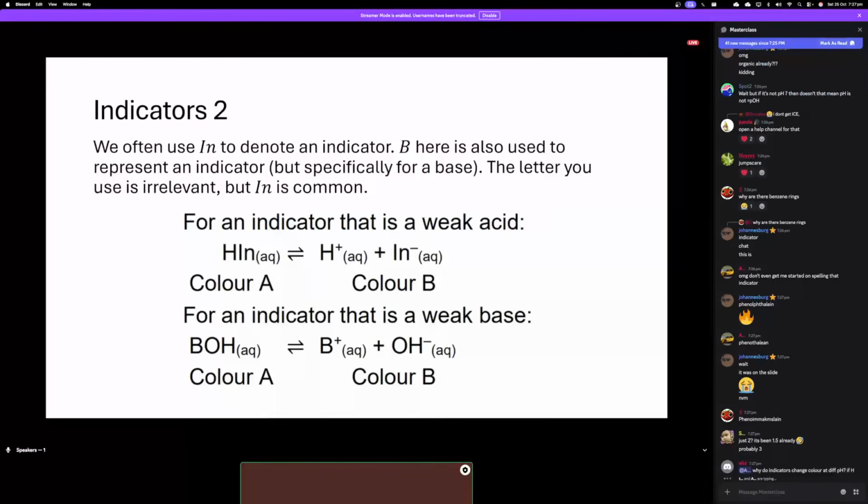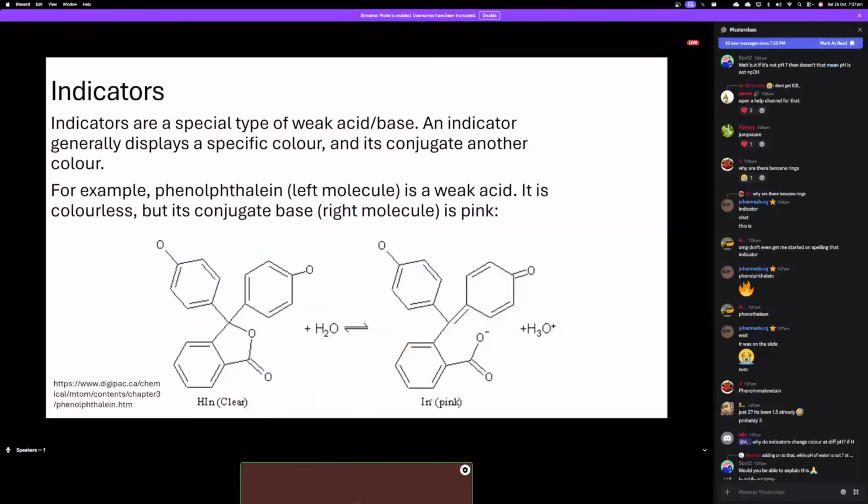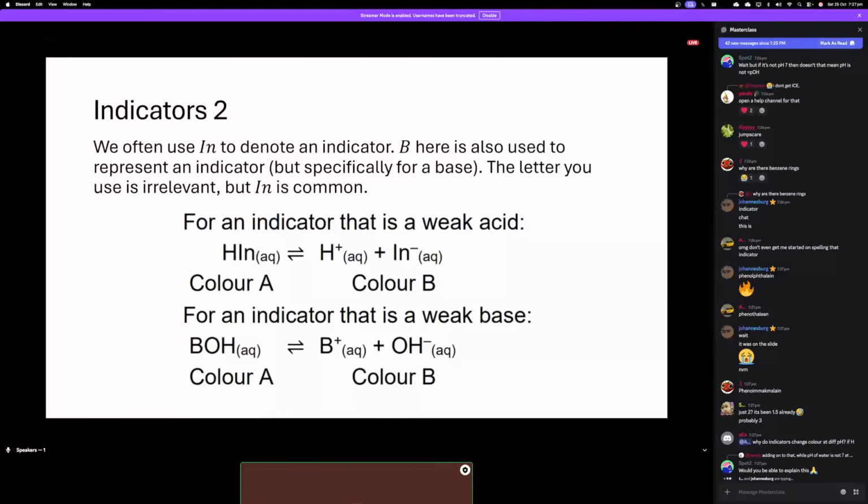Yeah, probably. Change color at different pH. So we're actually, you know what, we're literally about to get into that, so I will keep going.